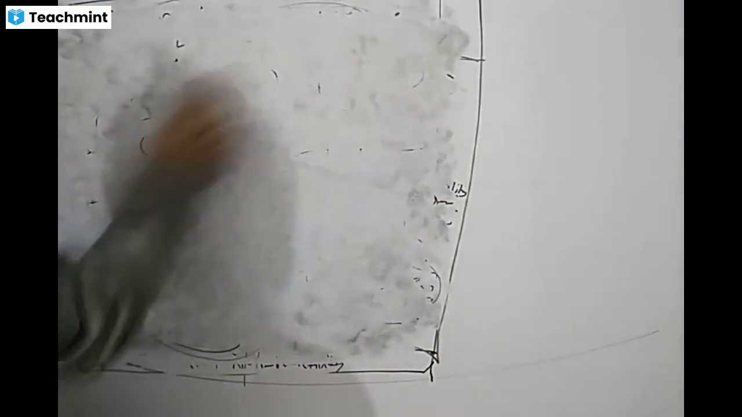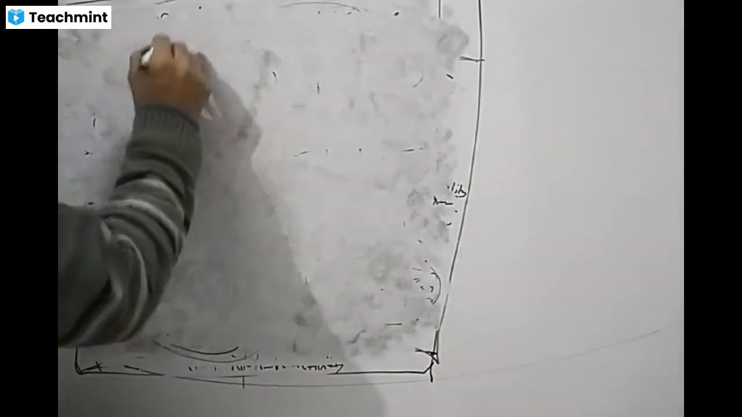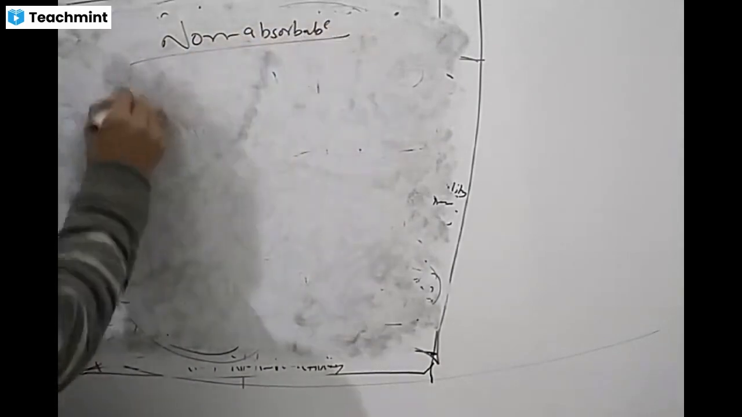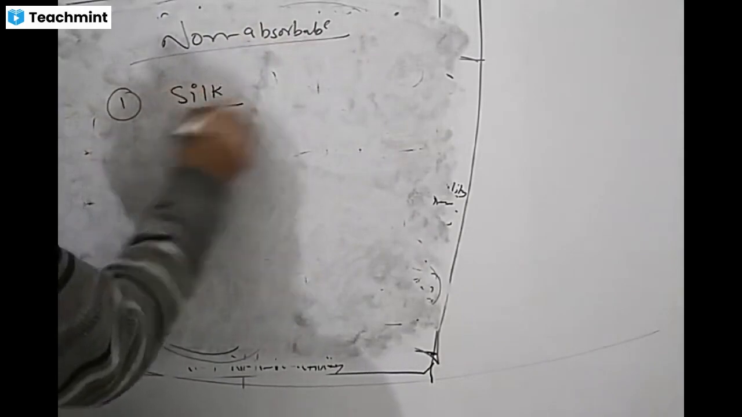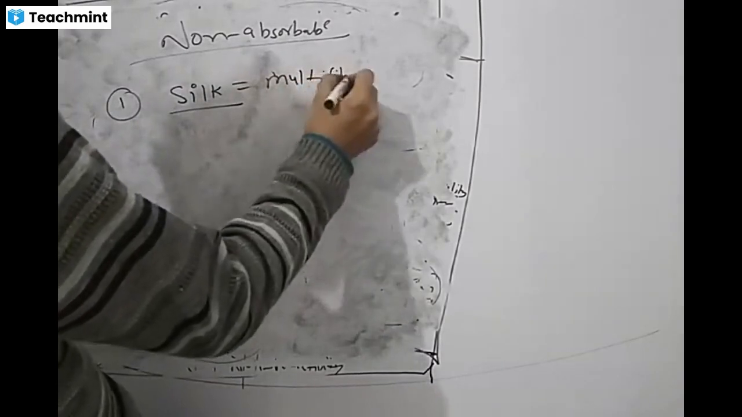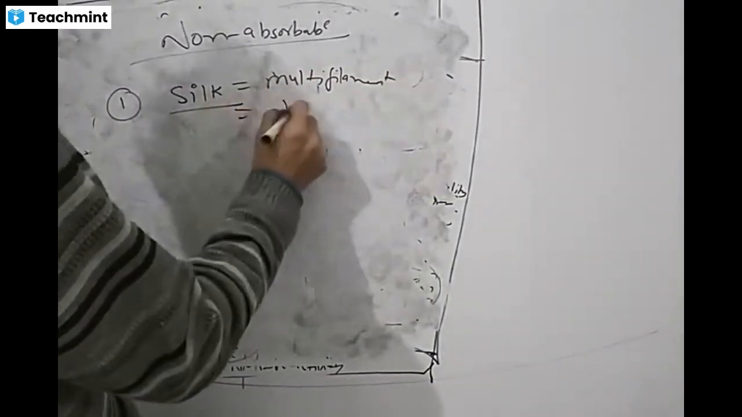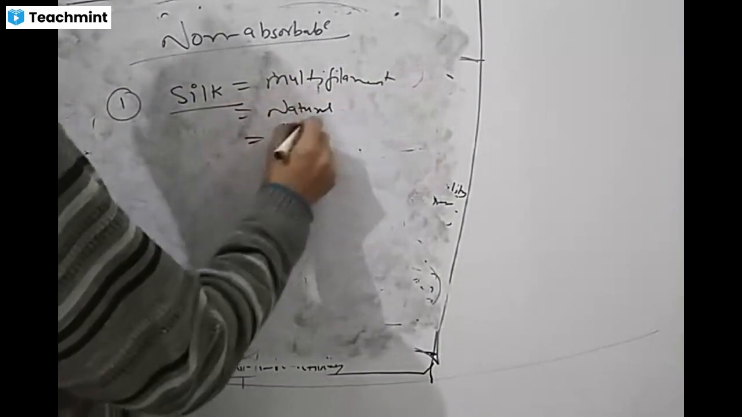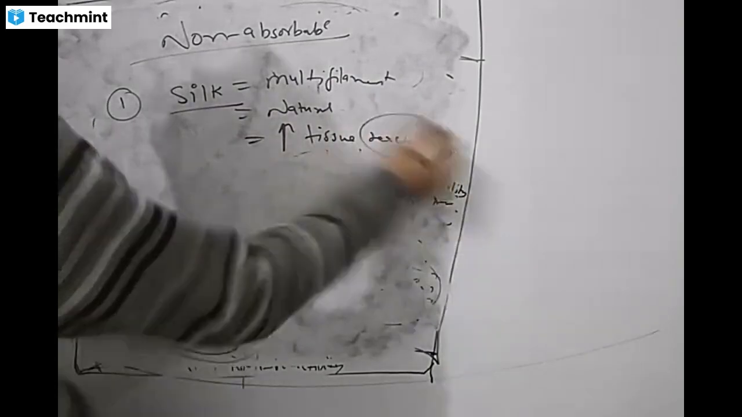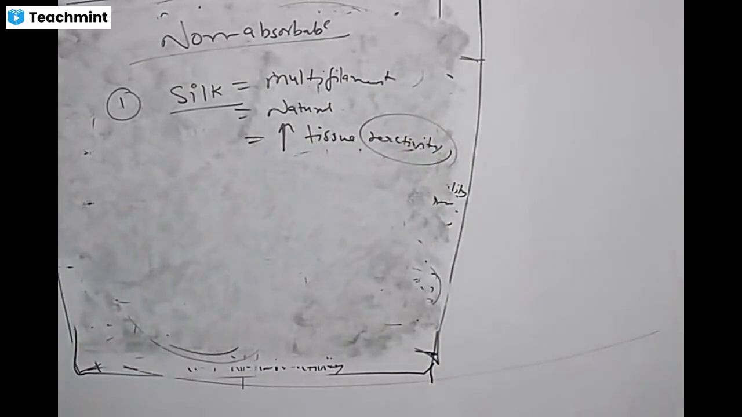These two multifilament, these two monofilament. Then we come to one more class, that is your non-absorbable. There is one that is called silk. Silk is multifilament. Silk is natural. Silk is having more tissue reactivity, because this is obtained from natural origin. So it is a multifilament, non-absorbable and natural.